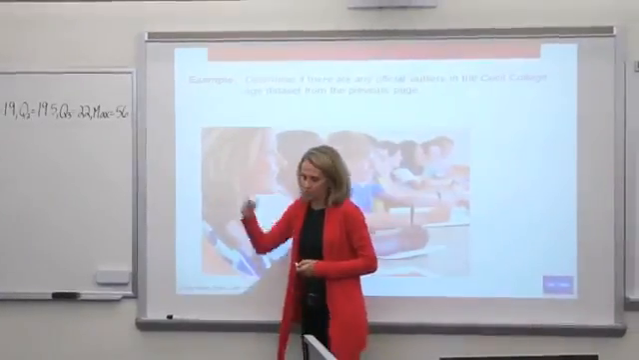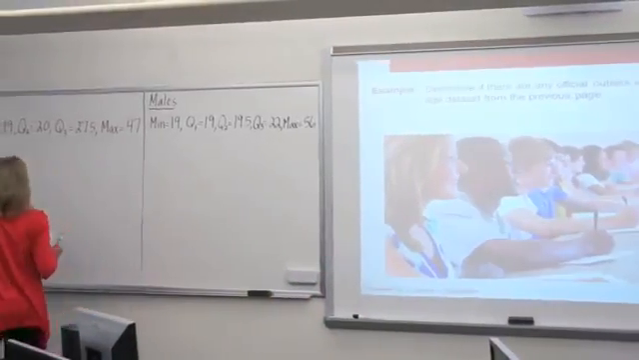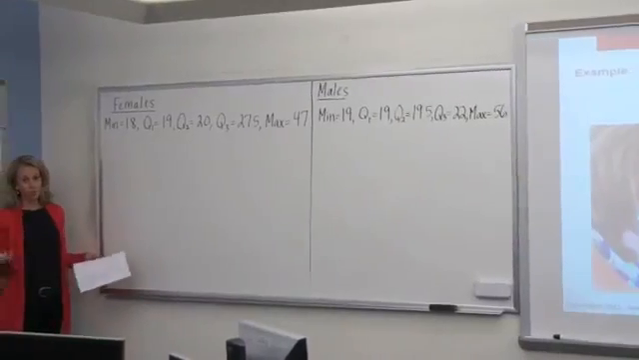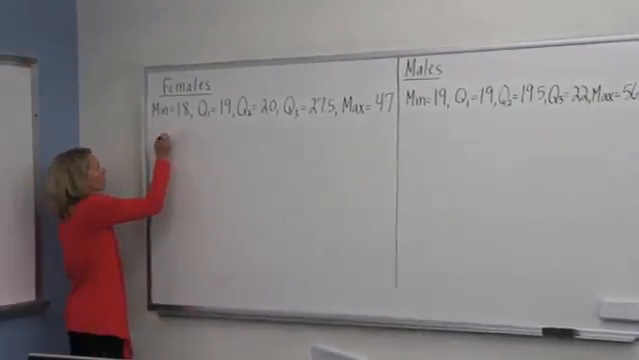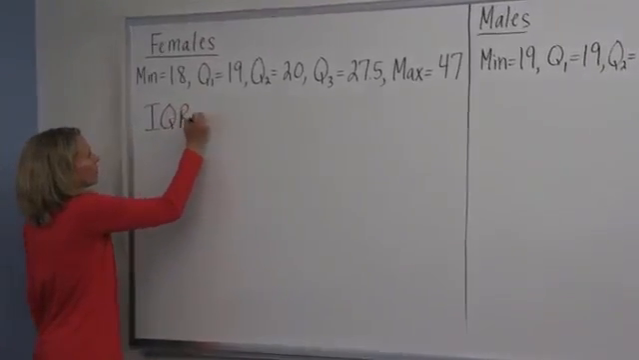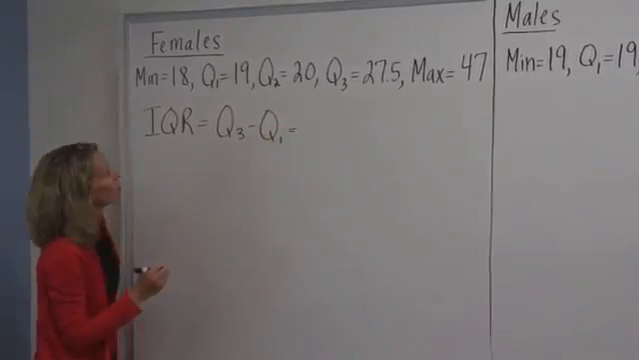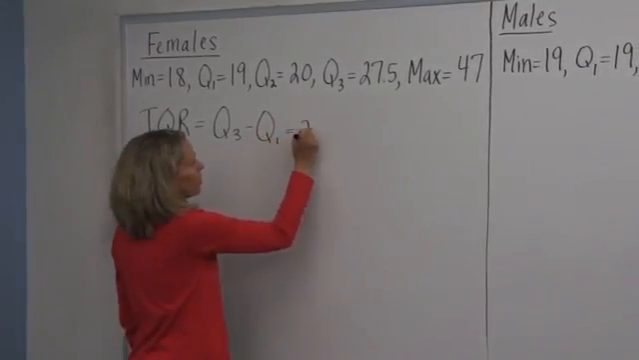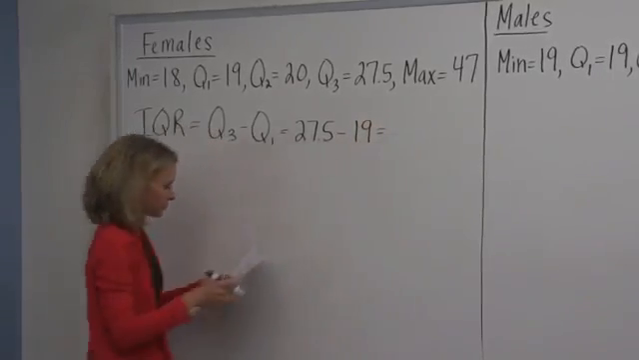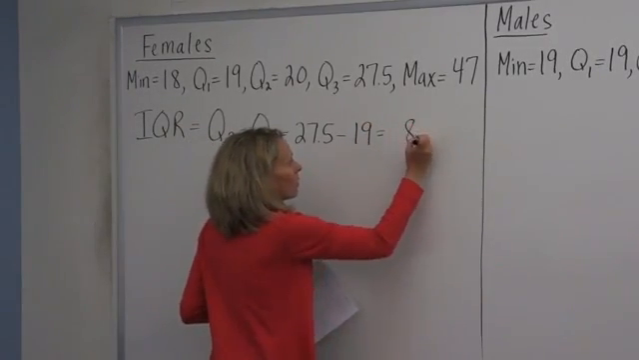Okay, so over on the board here I have our 5-number summary already written up for each of these. Let's see if we have outliers for the females. In order to compute those fences, you need the interquartile range. We have the quartiles, so the interquartile range is Q3 minus Q1. For the females, we take 27.5 minus 19. The interquartile range for this data set is 8.5.